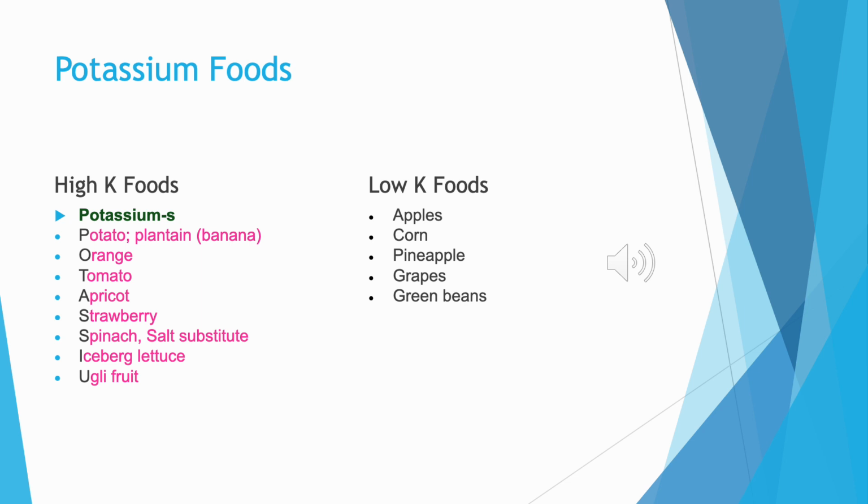Now, you would recommend the low potassium foods for people possibly that are on ACE inhibitors, potassium sparing diuretics, or have kidney disease, okay? Because if the kidney is not working, the body cannot excrete potassium. Very important for you to know. So foods that are low in potassium are apples, corn, pineapple, grapes, green beans, carrots, celery. So make sure you know the high potassium foods and the low potassium foods.